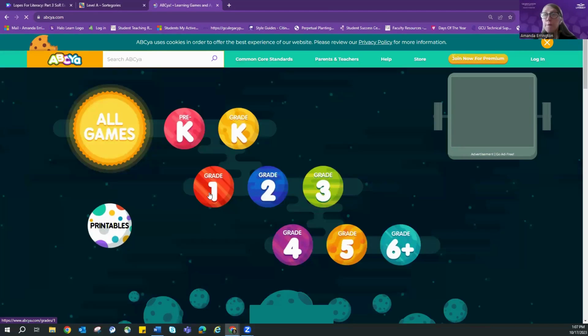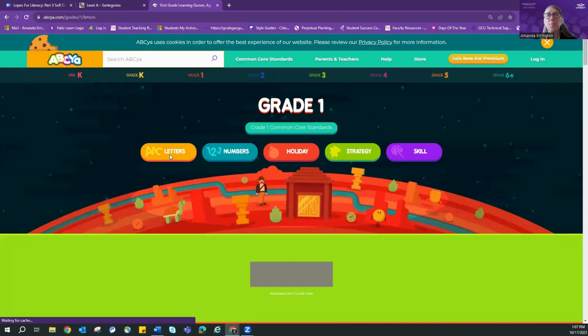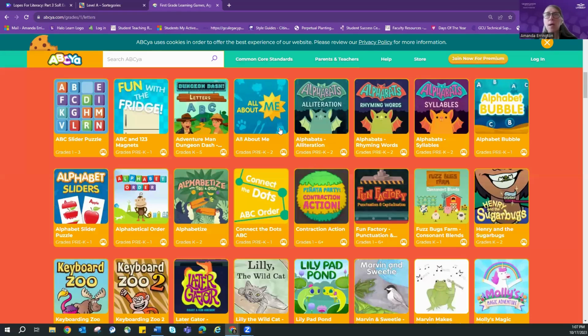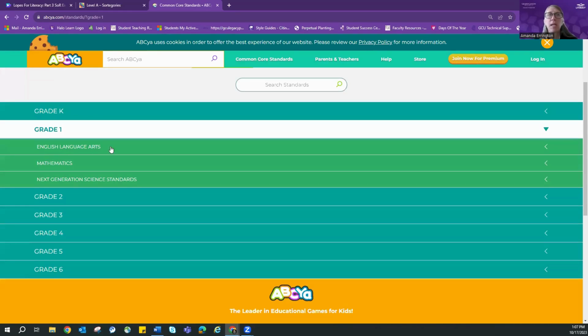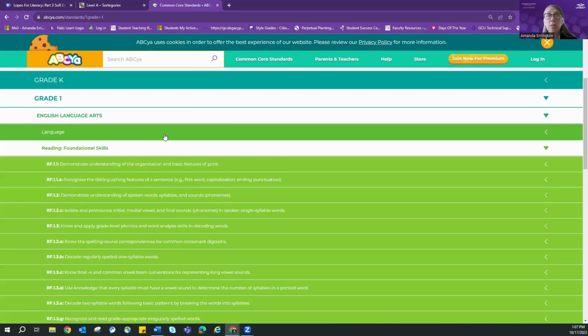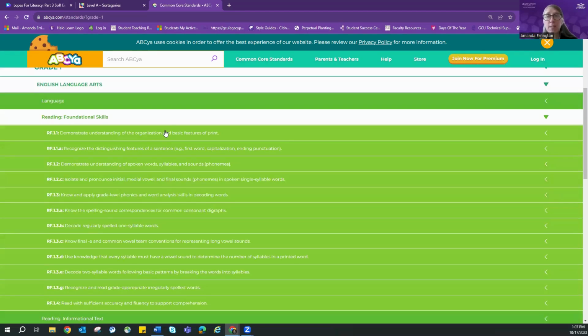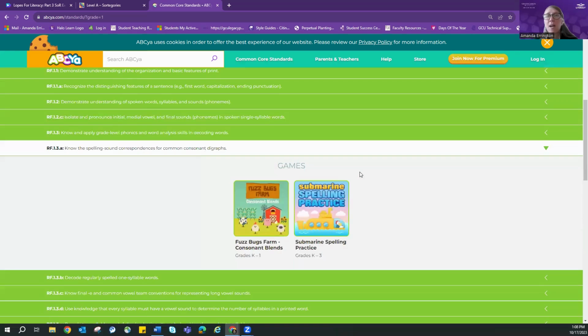I'm going to go to first grade. I'm going to go to letters, and then I'm going to sort by my Common Core standards. So in grade 1, I'm going to go to ELA, foundational skills, and then I'm going to look for the standard that aligns to my phonics lesson. And I see right here, knowing spelling-sound correspondences for common consonant digraphs.